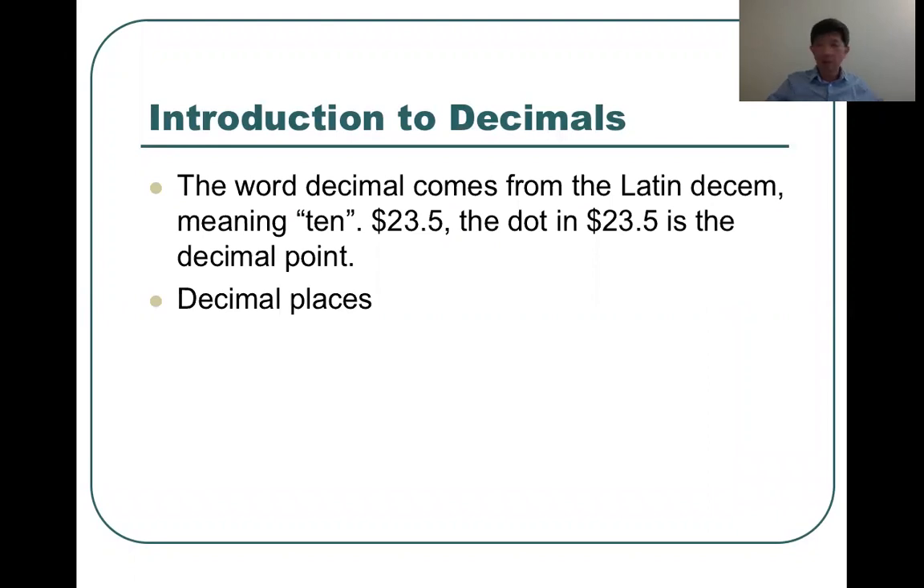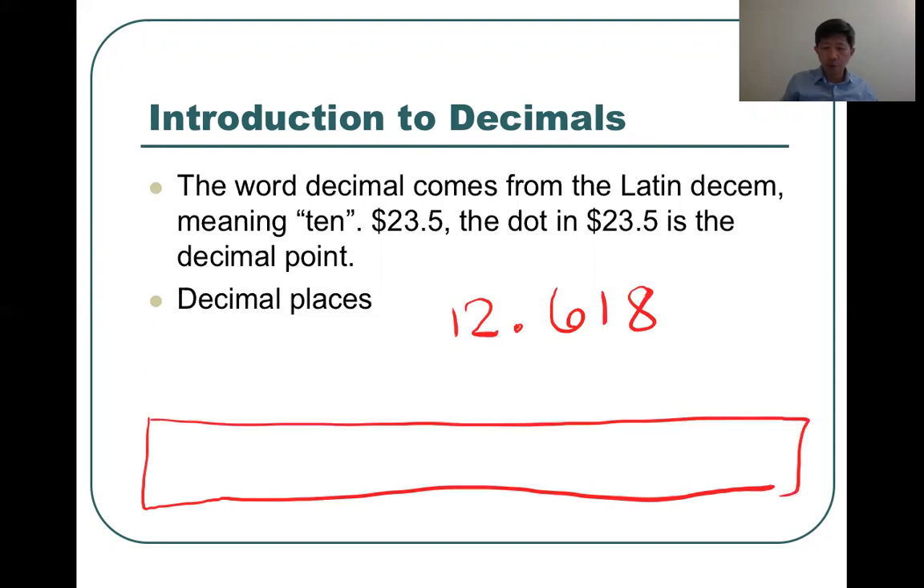Decimal places. So here is a decimal places. Let's say we have 12.618. What does this mean? All right. So we have to make a table like this. All right. So decimal point right here.